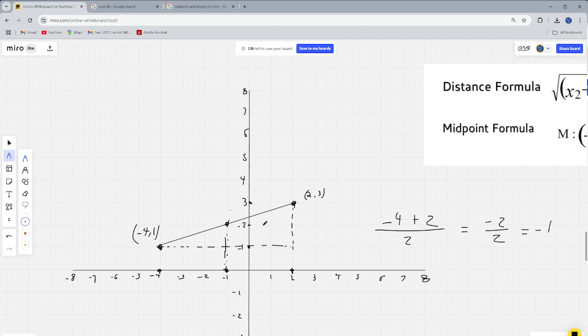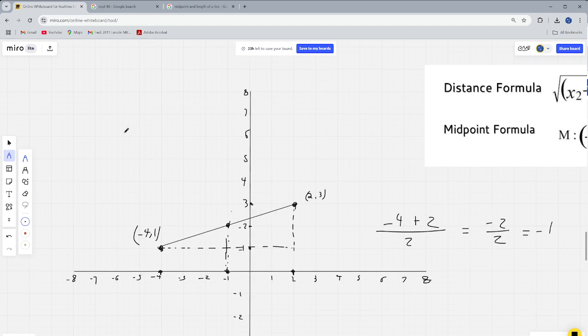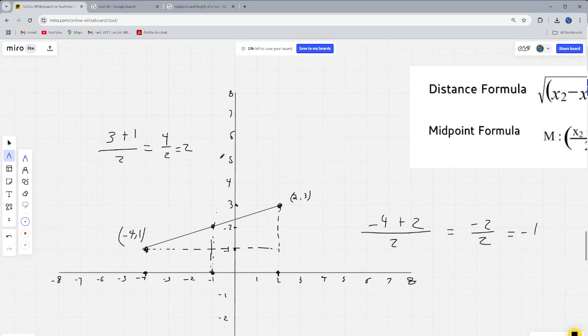We can also prove that algebraically. 3 plus 1, adding these 2 y components, divided by 2 is equal to 4 divided by 2, which is equal to 2. So just like that, we know our midpoint is going to be at -1 and 2. We can confirm this by saying this goes 3 wide and 1 up, and same thing here, 3 wide, 1 up. Therefore, our line is split into 2 equal sections, and that is our midpoint.